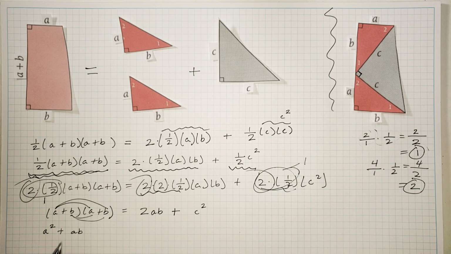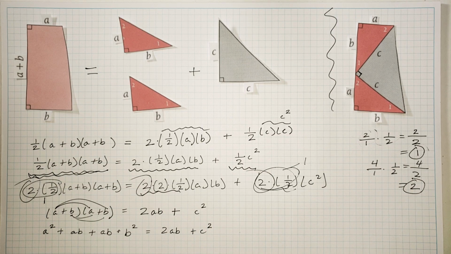B times a is ba, but you can also write ba as ab because multiplication is commutative. So you switch it, ab. We're going to see why right now. Plus, this last one, b times b. What's b times b? B times b is b squared, and that equals 2ab plus c squared.